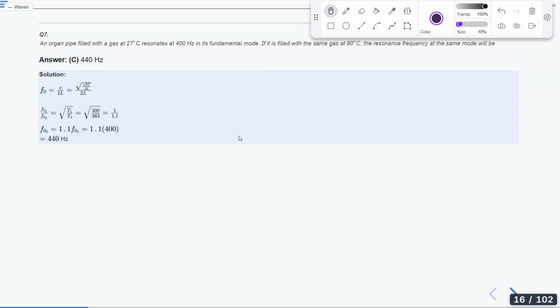Very good. So how has the equation root of gamma RT upon M arrived? I have explained it. From here you can calculate the fundamental frequencies. The fundamental frequency for the first case is given as 400 hertz, and you have to calculate the fundamental frequency, that means the resonance frequency at the same mode, which is the fundamental mode, and that would be equal to 440 hertz after the calculation part.